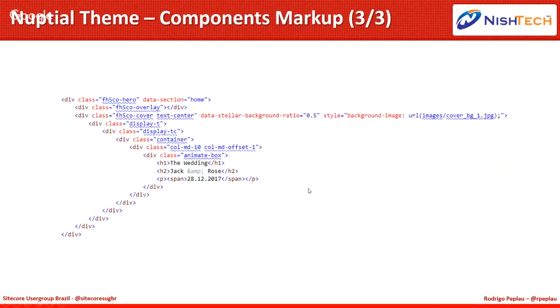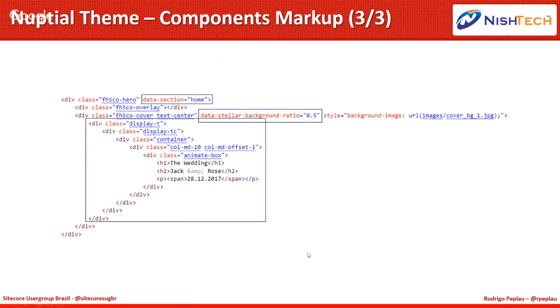Also, the markup of components, as you can see, is pretty particular, or peculiar. For instance, we have these custom properties in the markup as data sections here, this data-stellar-background. These are all custom things that non-SXA, out-of-the-box components will not be able to make. Even though this markup is quite simple, the SXA out-of-the-box components cannot do it.